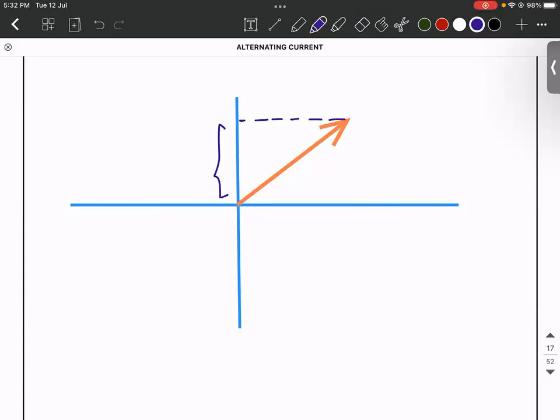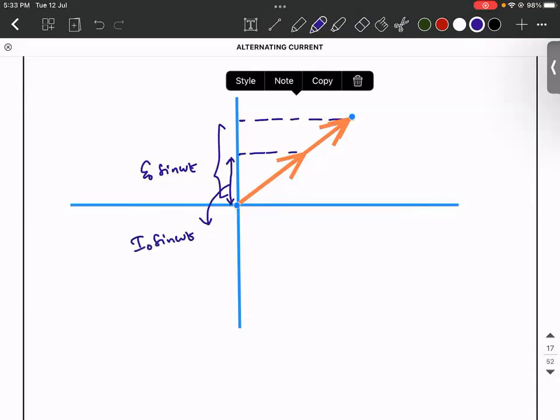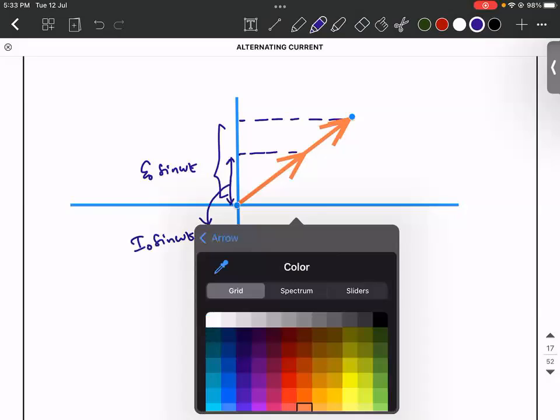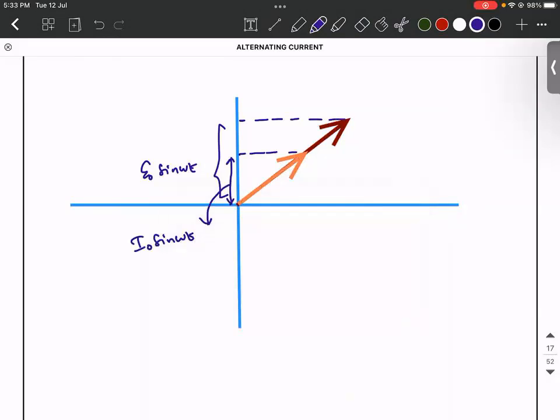which I'll call E naught sine omega t, then this can be called I naught sine omega t. So this E means we can change the color if needed. So you're able to understand what is happening.